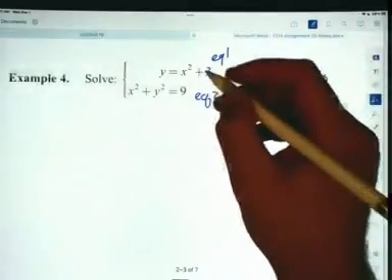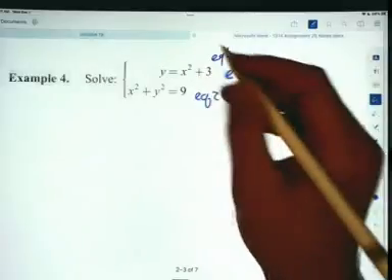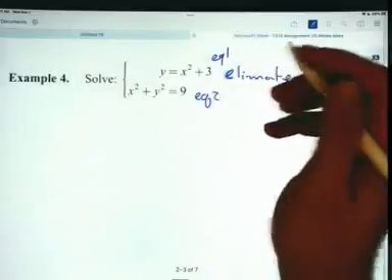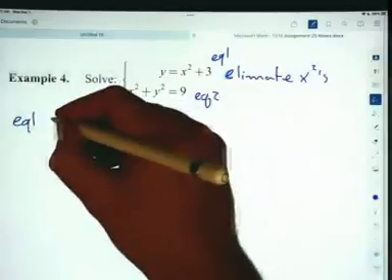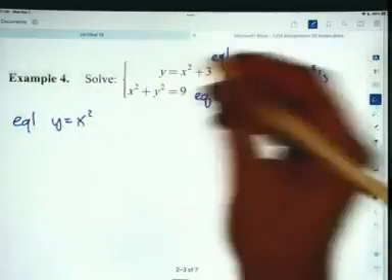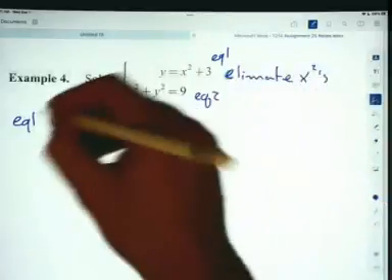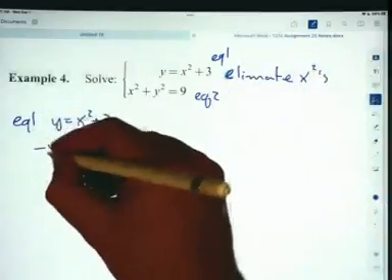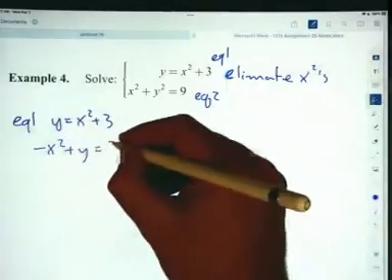I would like to have these equations be somewhat similar in terms of having the x's and the y's on both sides. So if I take equation 1, y is equal to x squared plus 3, I could move that x squared over to the other side, so I have negative x squared plus y is equal to 3.